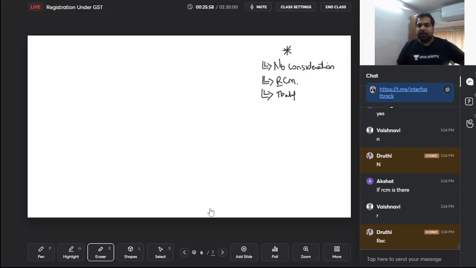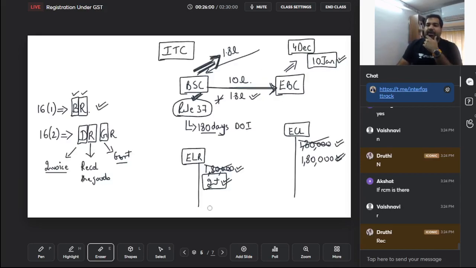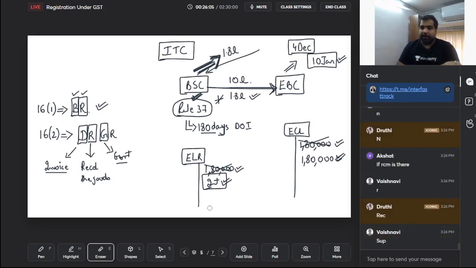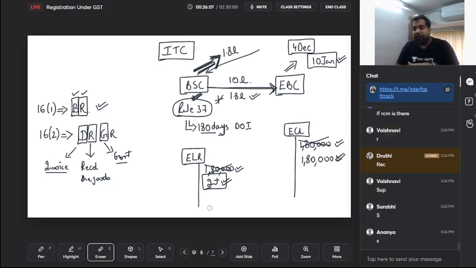Quickly recapping, guys, be with me. Please tell me, Rule 37 is to protect whom? The supplier or the recipient? It is to protect the supplier. So the recipient, can you take credit today? Yes, you can take credit.